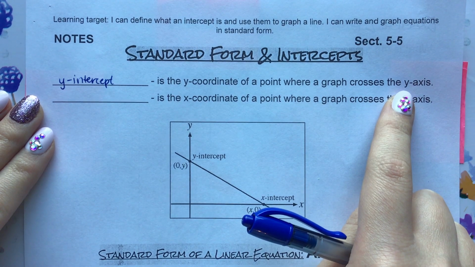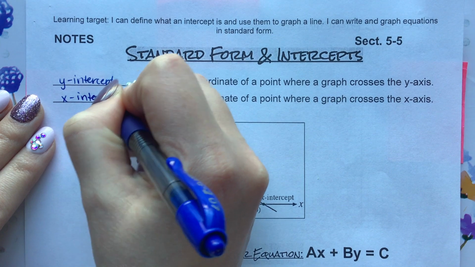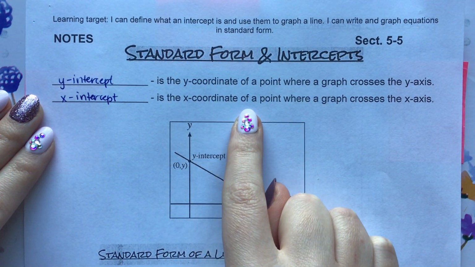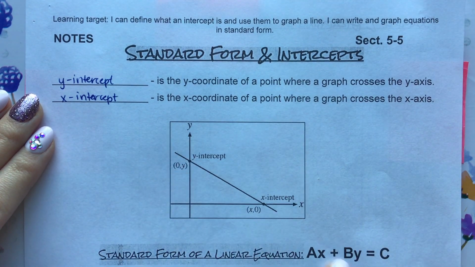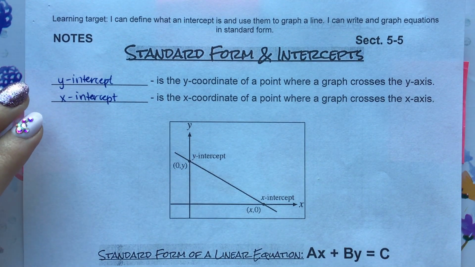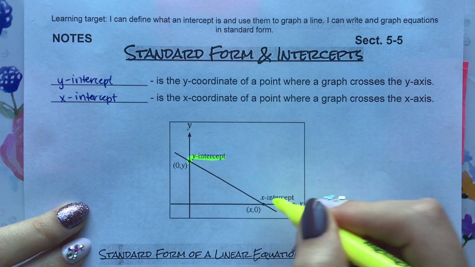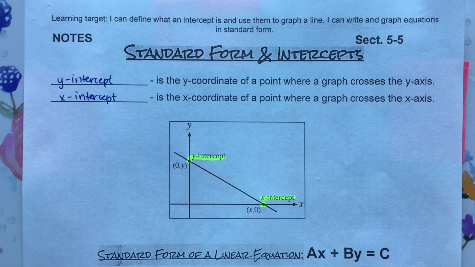Now we also have something called an x-intercept. An x-intercept is essentially the same thing, except now it's the x-coordinate that crosses the x-axis. So down here in this line right there, this point is my y-intercept, and this point right here is my x-intercept. So it's just where the line crosses one of the axes.